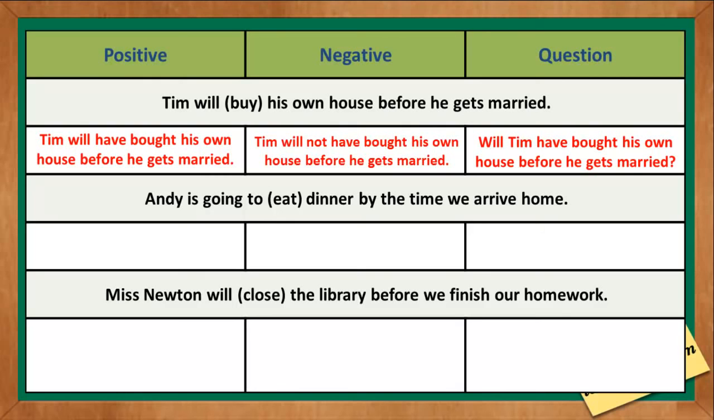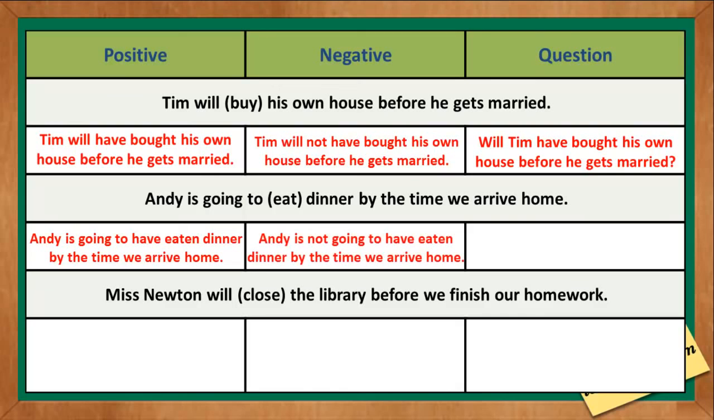Next, Andy is going to eat dinner by the time we arrive home. The verb is eat. The correct positive statement is, Andy is going to have eaten dinner by the time we arrive home. The negative sentence is, Andy is not going to have eaten dinner by the time we arrive home. And the question is, is Andy going to have eaten dinner by the time we arrive home?